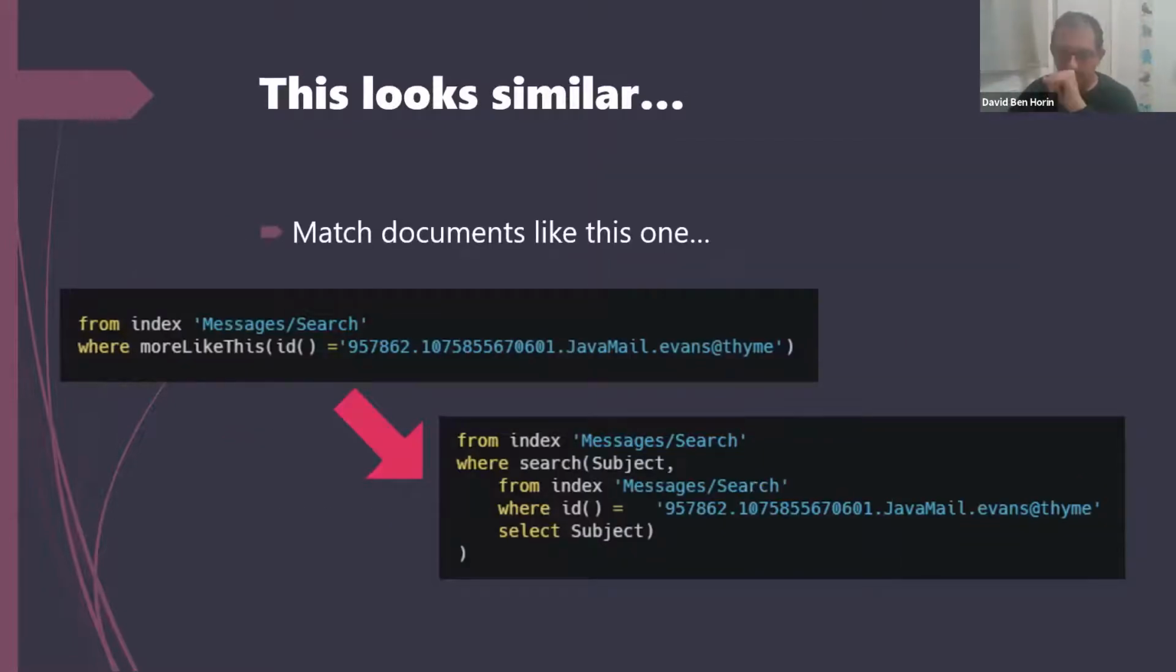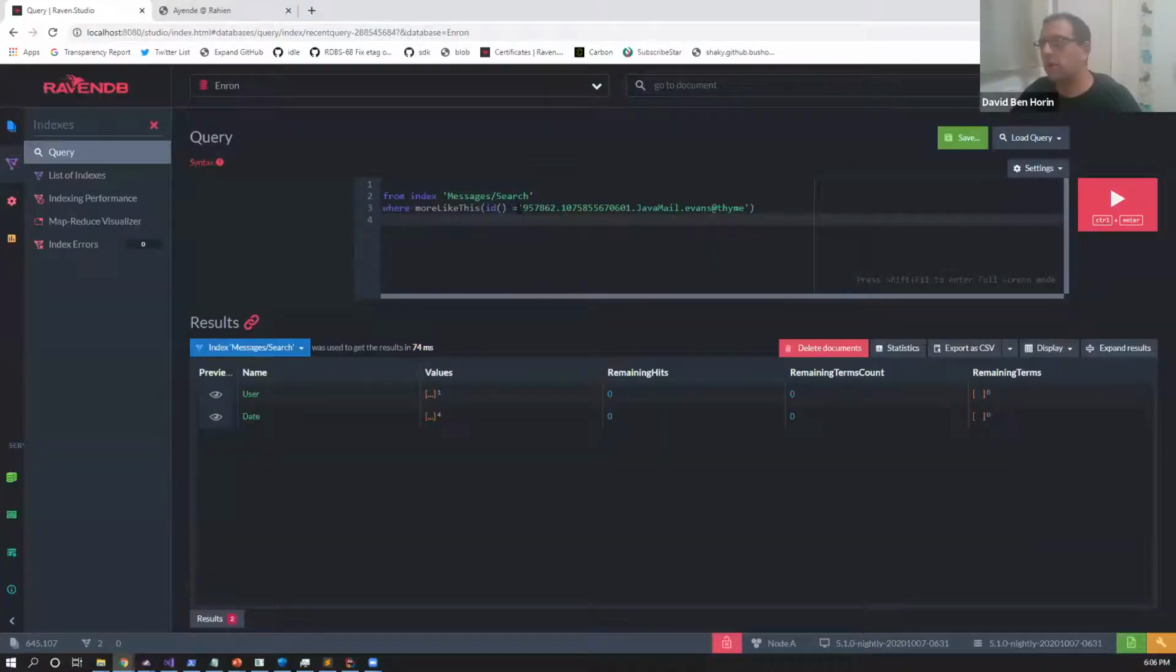Now, there are many cases where what I'm looking for is something that looks like something. And usually the way that it works is that you want something like this. Give me all of the documents that match these other documents. So first of all, let's look at what this document is.